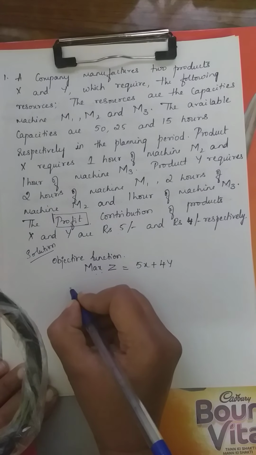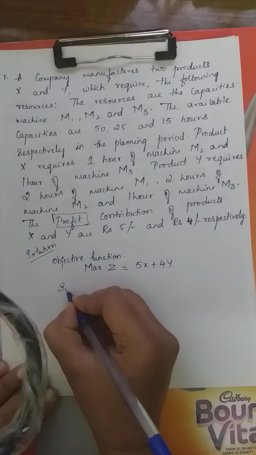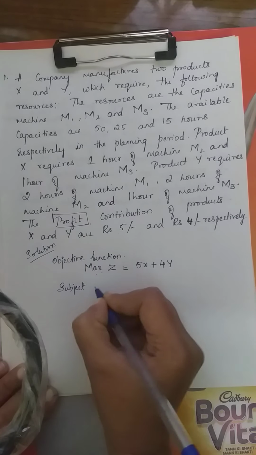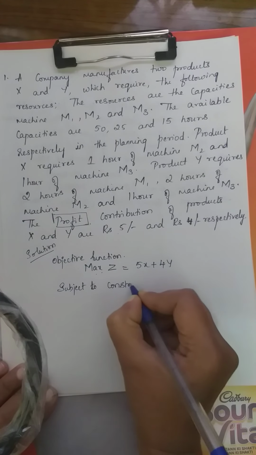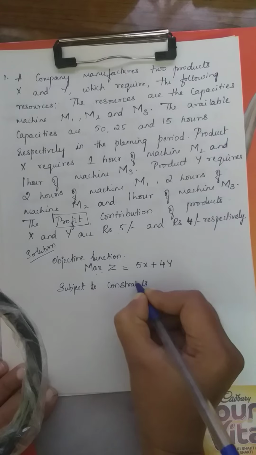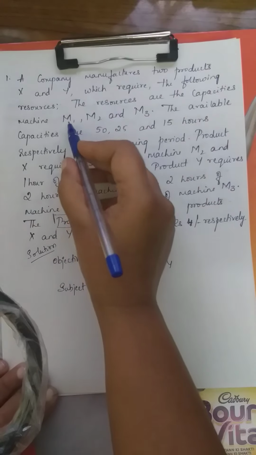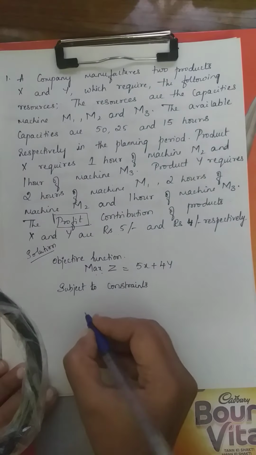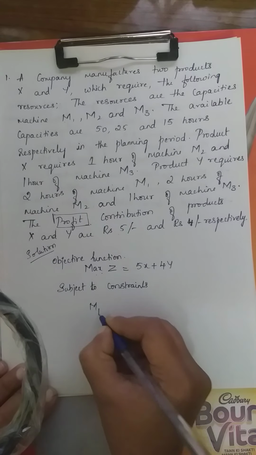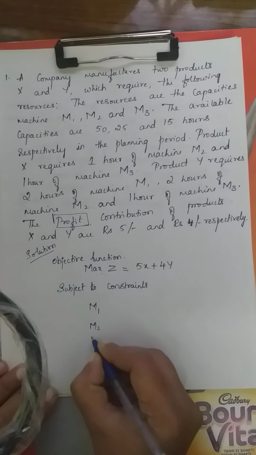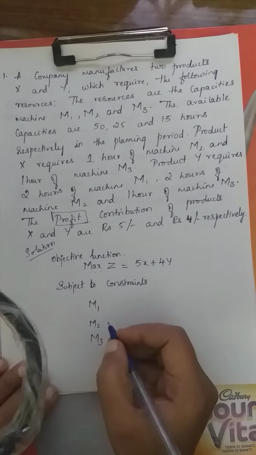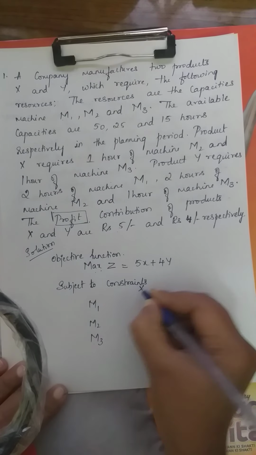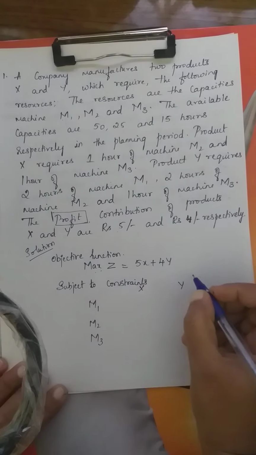Next you have subject to constraints. So what are the subject to constraints? From this we can know M1, M2 and M3. So write down M1, M2 and M3 vertically. Next, write down that there are two products X and Y. Now I'll read out for you.